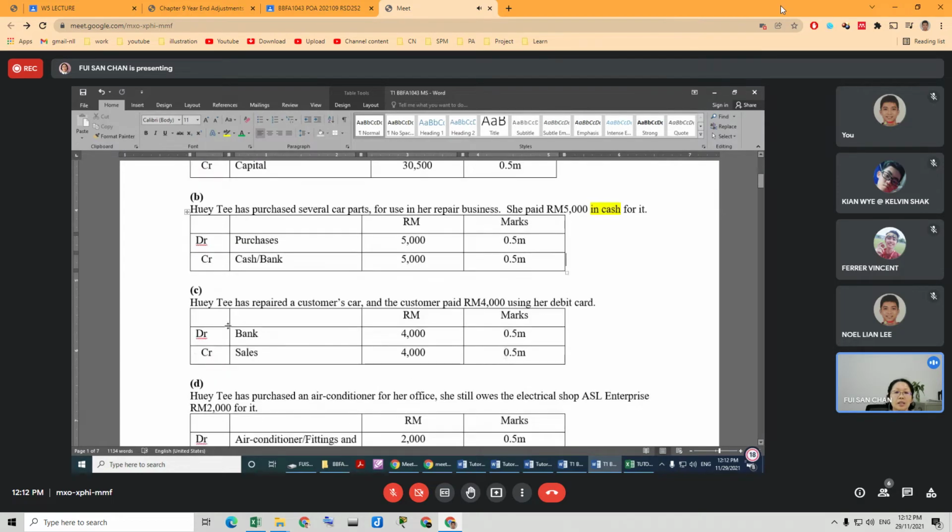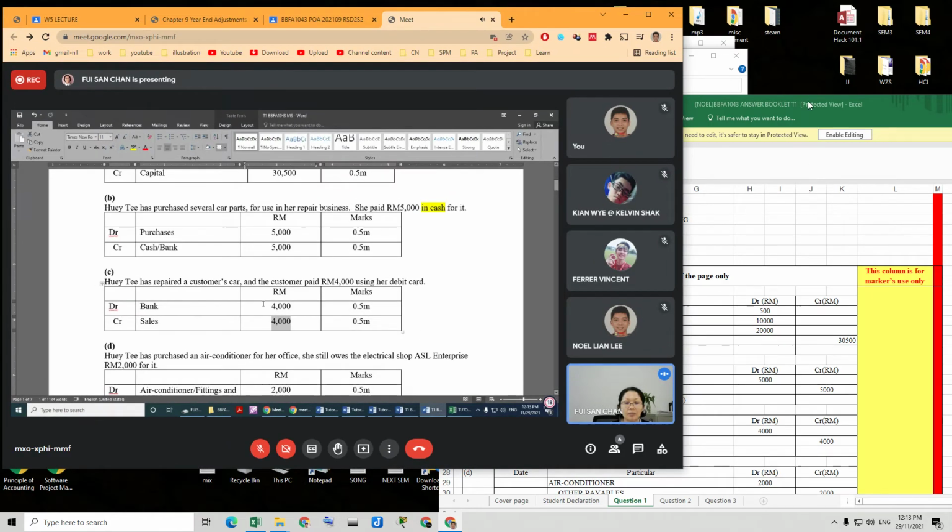Okay, then part C. Repair a customer's car and the customer paid 4,000 using his debit card. So this one is a debit card, so we assume it is bank, because the money has to go through the bank. You don't receive physical money. So we say this is a sale. You repair the car, then the customer pays you. So we debit bank, we receive, and then we credit sales. Debit bank, credit sales.